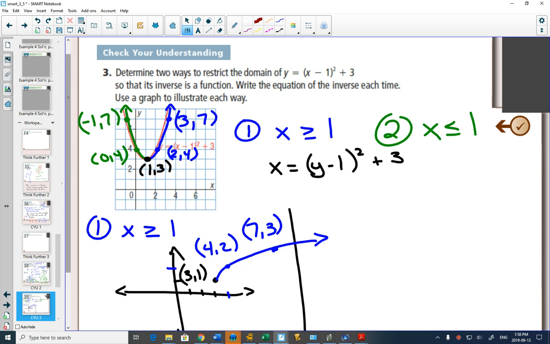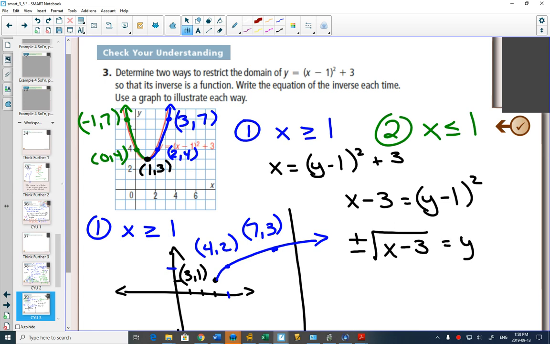and solved, well, I'd have to move my 3 over to the other side to get my squared by itself. I would have to square root both sides, not forget the plus or the minus. And finally, I would get y by itself as plus or minus the square root of x minus 3, plus 1. In other words, it's two different square root graphs.